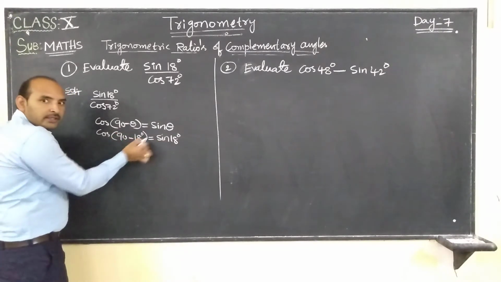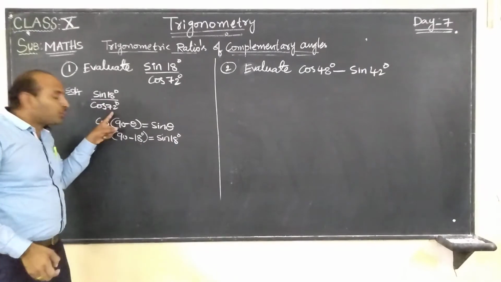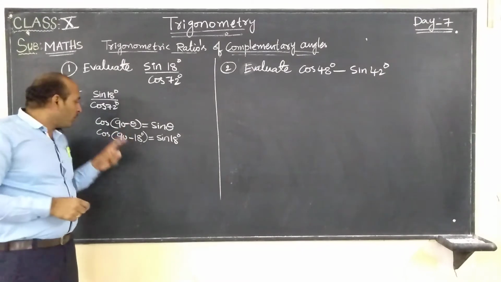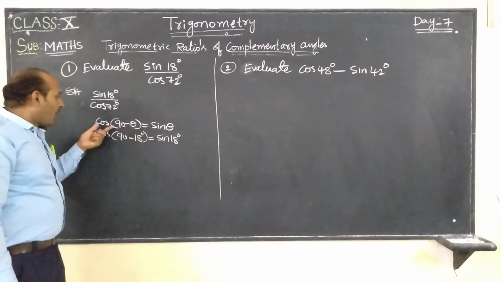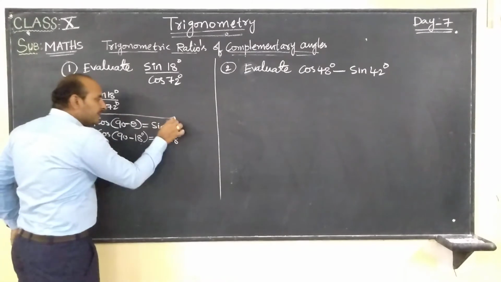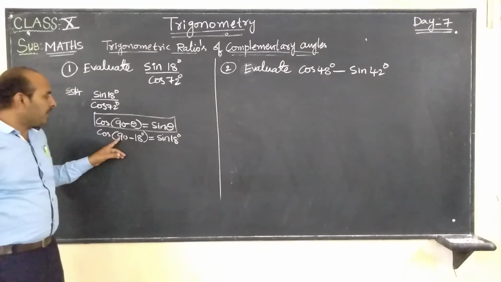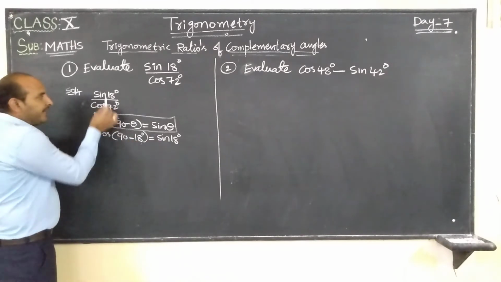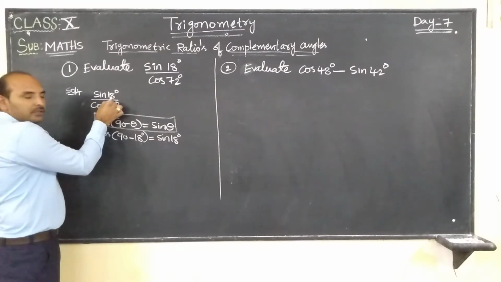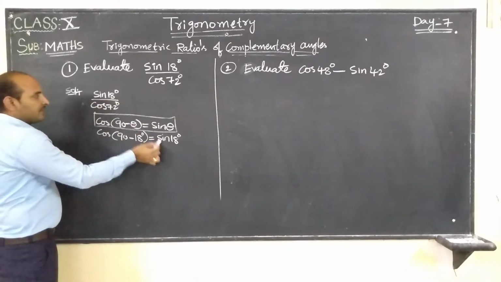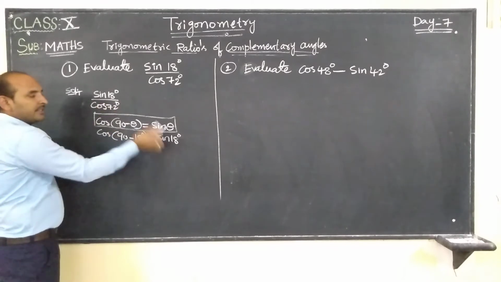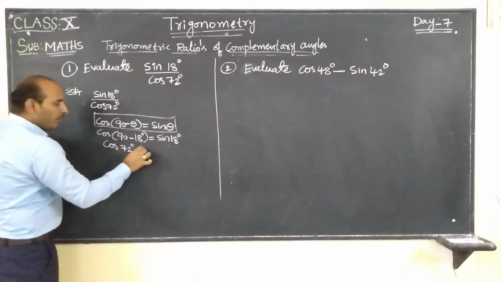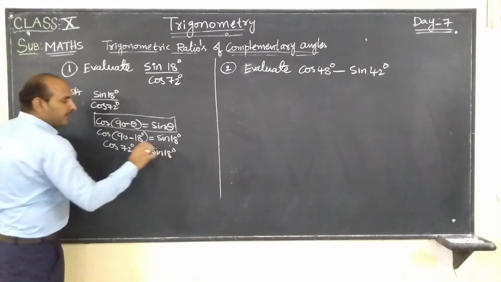So theta is nothing but 18 degrees. Why? The sum of these two angles must be 90 degrees. 72 plus 18 is 90 degrees. That's why we are applying 90 degrees. So cos of 90 minus 18 degrees, which is cos 72 degrees, is equal to sin 18 degrees.